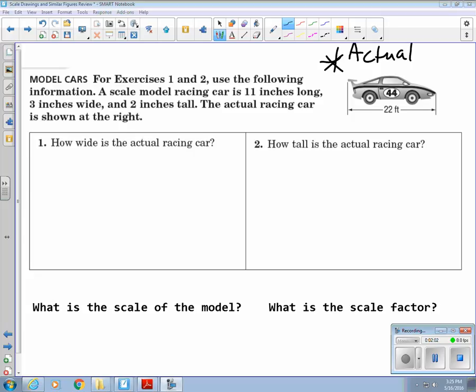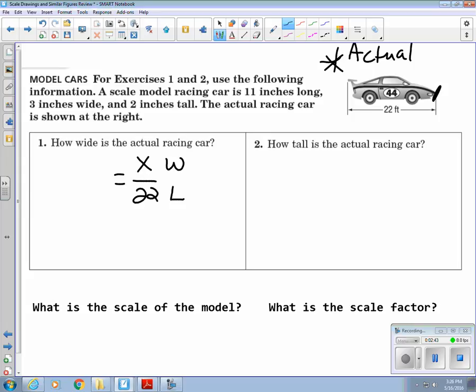So I don't know how wide the car is. Again, how far is it across the front of the car? Now the scale model racing car says it's 11 inches long, 3 inches wide, and 2 inches tall. So I can make a ratio from that, but I have to make sure I use the right parts of those dimensions. I'm looking for the actual width of the racing car. So I know that X is going to be the actual width. And for the actual car, I know it's 22 feet long. So it's 22, and I'm going to put an L here for long. And X represents the width. That's what I'm looking for.